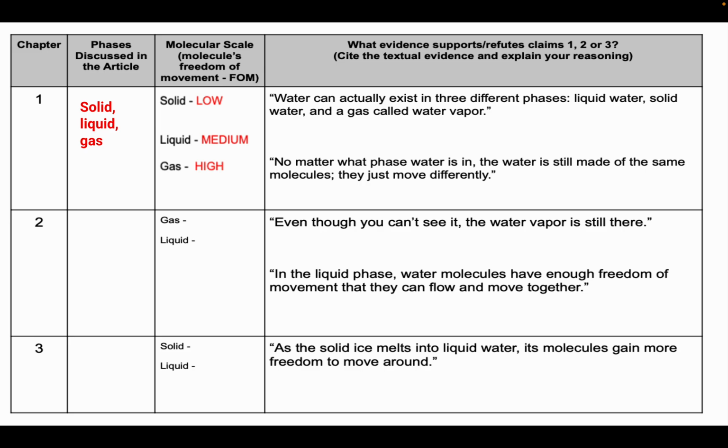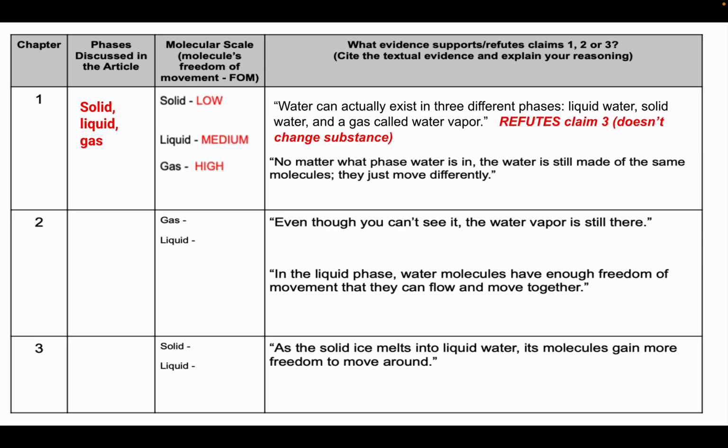So the first textual evidence that I pulled out of that article in that chapter is water can actually exist in 3 different phases: liquid water, solid water, and a gas called water vapor. So this actually refutes claim 3. Claim 3 was the one that said that the substances change because they don't look the same. A solid doesn't look like a liquid. An ice cube doesn't look like liquid water. And so they said that they think that they changed into a different substance. So this actually refutes that claim because it says that the substance water actually does exist in 3 different phases.